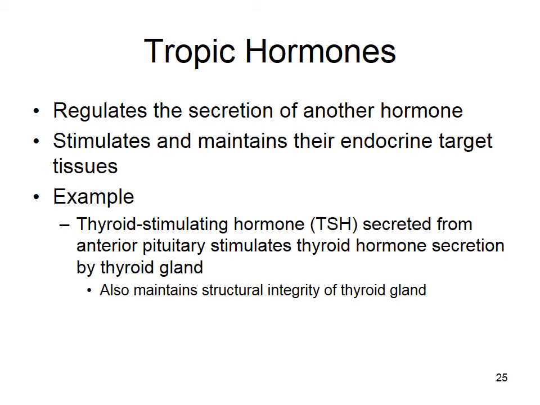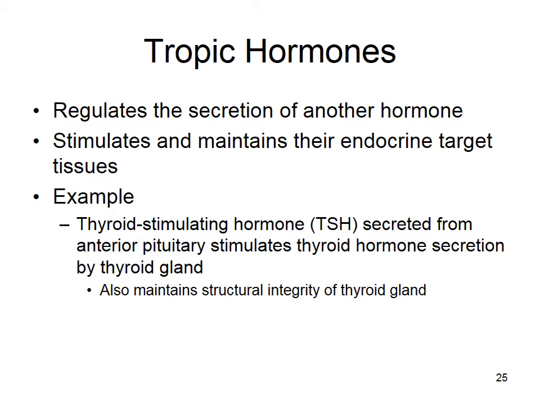Hormones sometimes cause the release of another hormone. Right? And that is called a trophic hormone. So trophic hormones cause the release of another hormone. They also stimulate or maintain their endocrine target tissues.